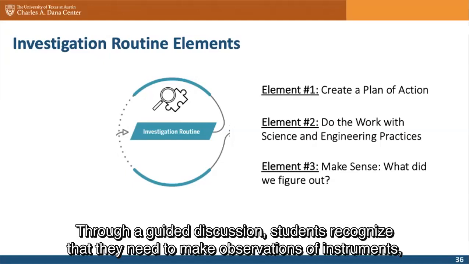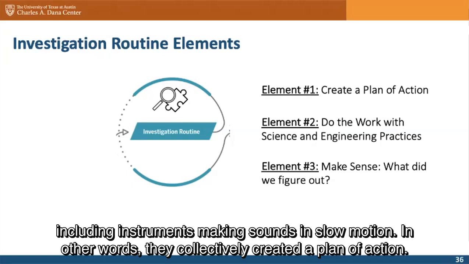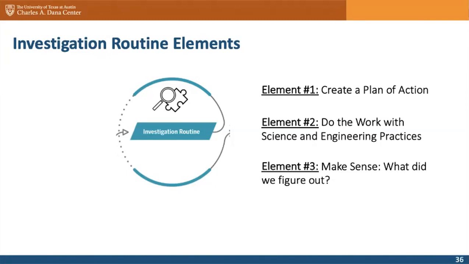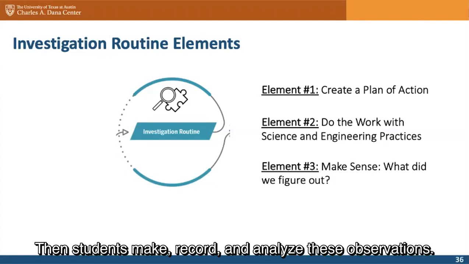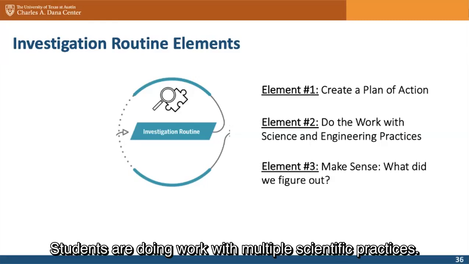Through a guided discussion, students recognized that they needed to make observations of instruments, including instruments making sounds in slow motion. In other words, they collectively created a plan of action. Then students make, record, and analyze these observations. They turn their observations into models by showing each step of how the shape of the drum changed and adding what caused those changes. Students are doing work with multiple scientific practices.